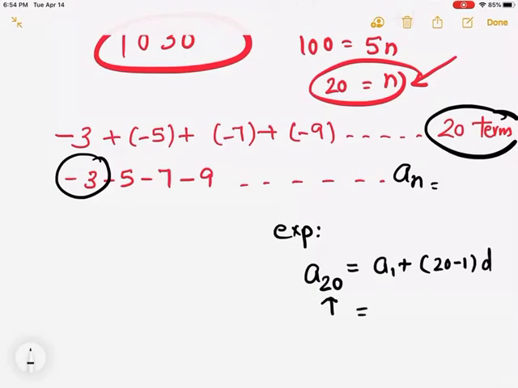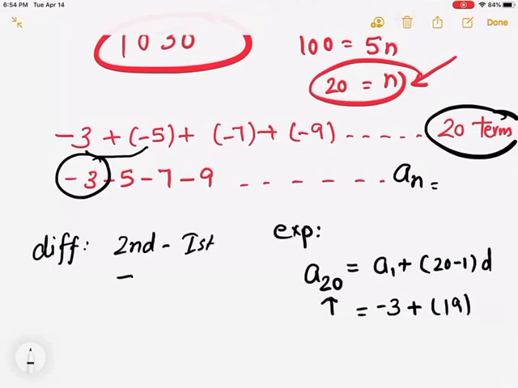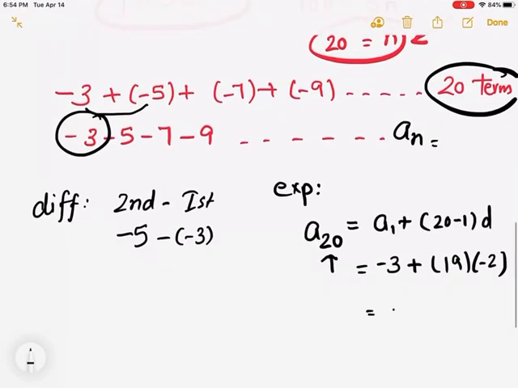Let's plug everything in. A1, negative 3. 20 minus 1 is 19. And the difference, okay. Again, you should know this. In order to find the difference, you could always take the second term and take away the first term. So I would take negative 5 minus negative 3. It's negative 2. So the difference is negative 2. Plug everything in, negative 3 minus 38, and if I simplify, this is negative 41. All right, so I already have my 20th term, but that's not all.